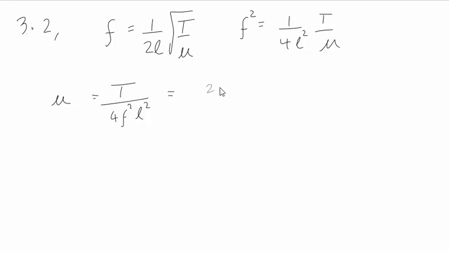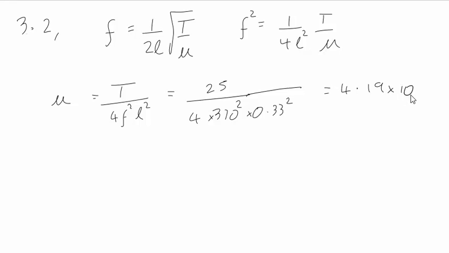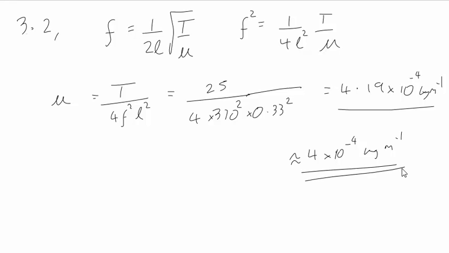Putting in the values, we have a tension of 25 newtons over 4 times 370 squared times 0.33 squared. This gives 4.19 times 10 to the minus 4 kilograms per meter. This is around 4 times 10 to the minus 4 kilograms per meter, as required.